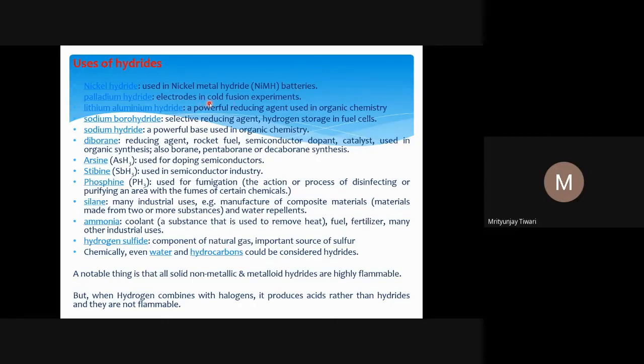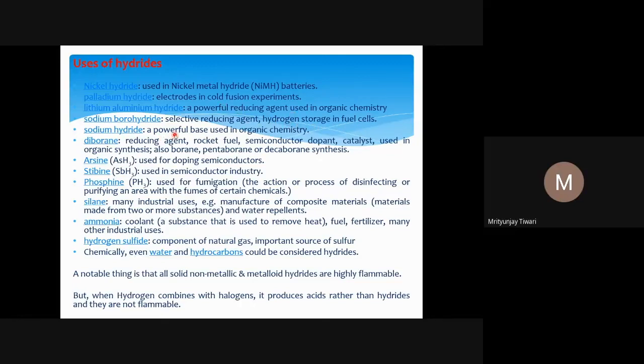Palladium hydrides are used as electrodes in cold fusion experiments. Palladium hydrides are also used in hydrogenation. Lithium aluminum hydride, as I have said today, is a powerful reducing agent and it is used in organic chemistry. Sodium borohydride is also a selective and powerful reducing agent. It is also used in hydrogen storage fuel cells. It can be used as a hydrogen storage material.